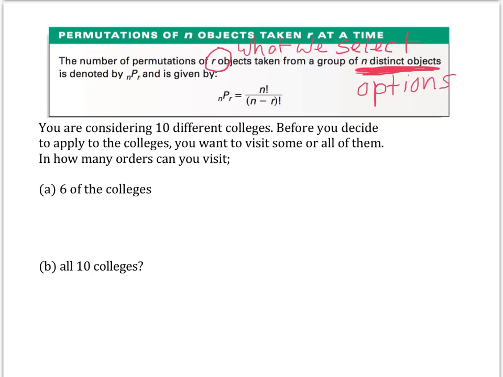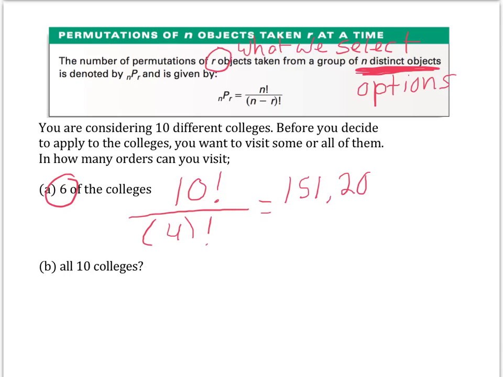So in this problem, we're considering 10 different colleges. Before you decide to apply to all the colleges, you want to visit some or all of them. And how many orders can you visit 6 of the colleges? Well, let's see. We have 10 possible options. So we're going to take 10 factorial and divide it by n minus r factorial. So we know n is 10, r is going to be 6. 10 minus 6 is 4 factorial. Now once again, don't do this all by hand. Find the factorial symbol on your calculator. And when we do this on our calculator, we get 151,200.